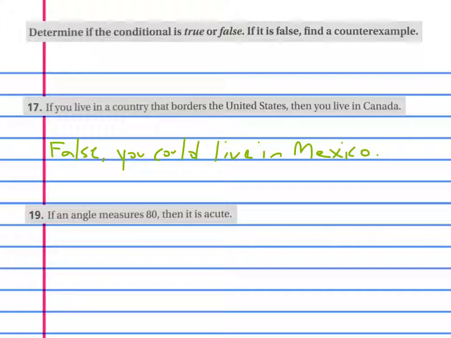Okay. Number 19. If an angle measures 80 degrees, then it is acute. Is it possible to be an angle measuring 80 degrees and not be acute? No, it's not possible. Every angle that measures 80 degrees is defined as an acute angle. So we would just simply say that that's true and there's nothing else to be answered there.